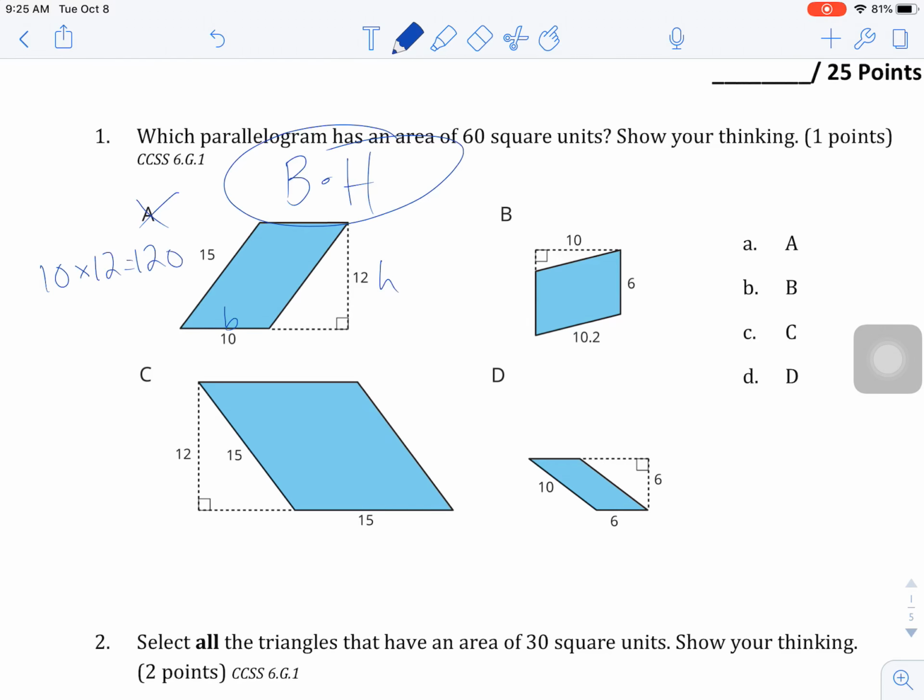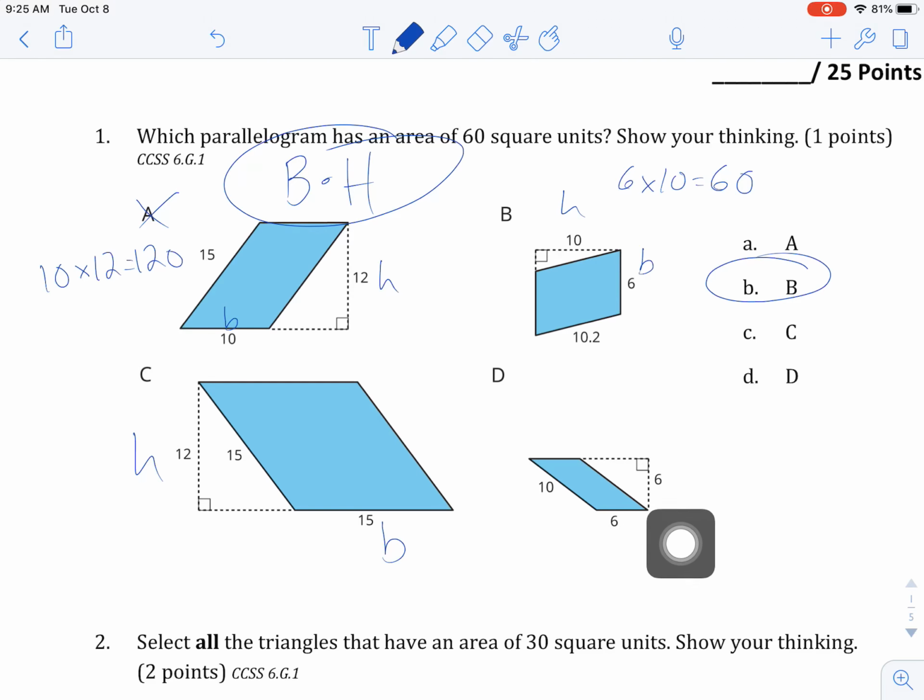Go to B. The base is right here, so our height with that 90-degree angle is 10. On that one, 6 times 10 is 60. That one seems to match, so that would be our answer. You can look at the other ones here too. On C, 15 is your base, 12 is your height. That would be more than 60. And on this last one, here's your base, 6, your height is going to be 6, so that is an area of 36. So it's only one answer, and that's B.